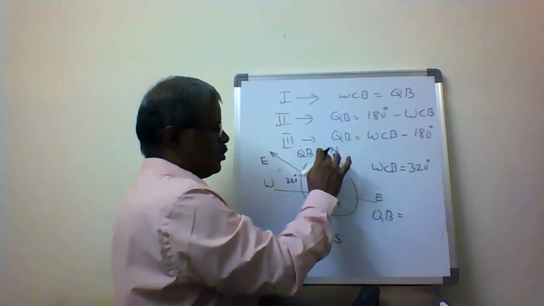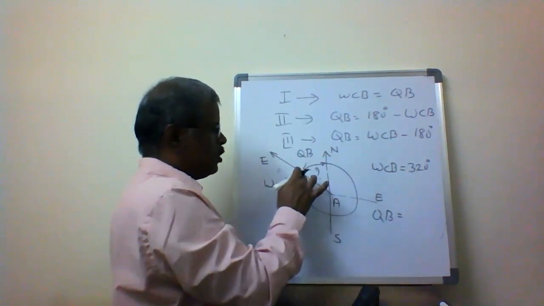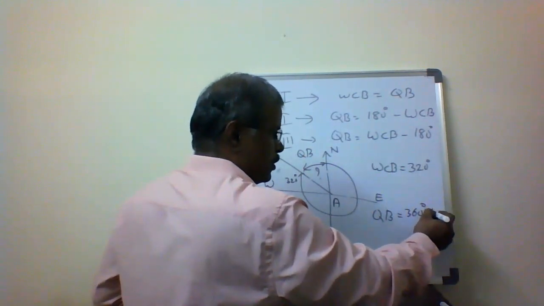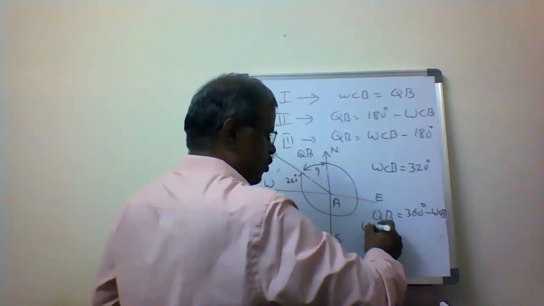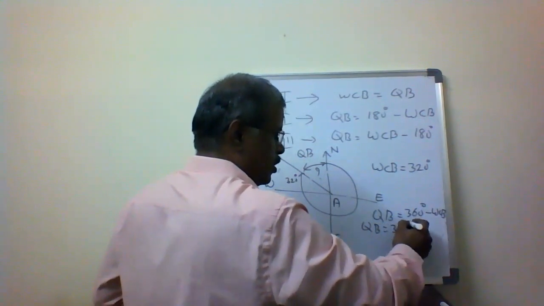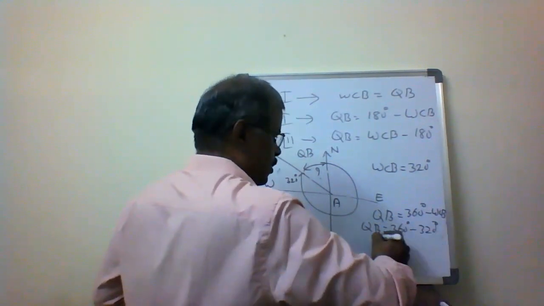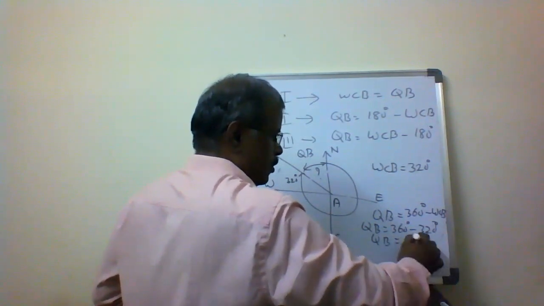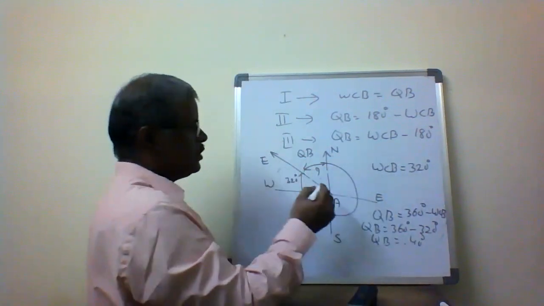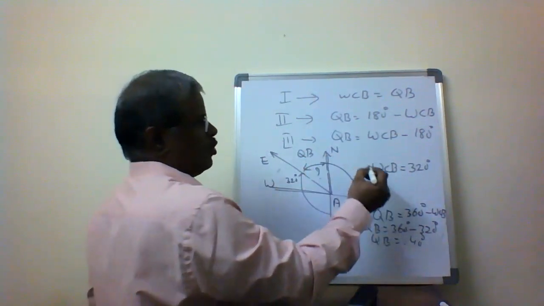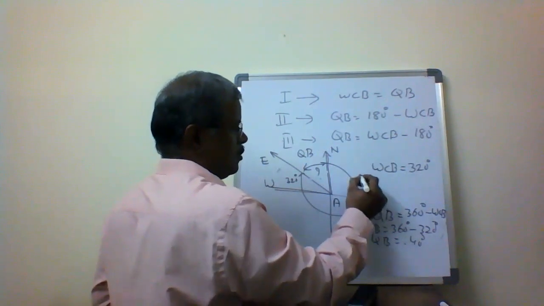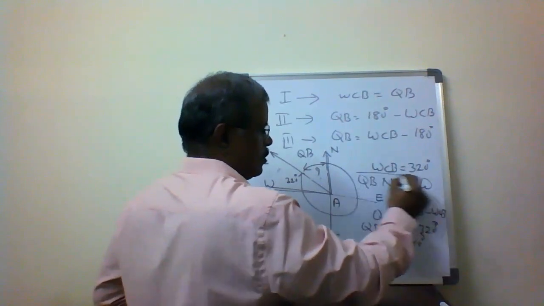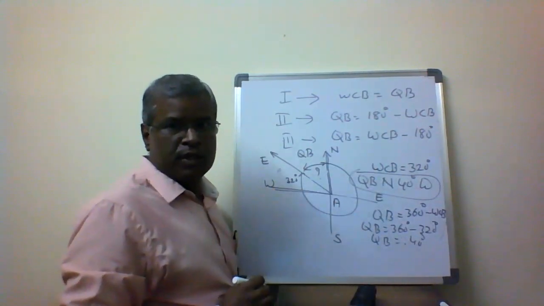I know that the total is 360, so 360 minus my whole circle bearing. The quadrantal bearing is 360 minus WCB. So your quadrantal bearing is 360 minus 320, which is 40 degrees. So 40 degrees is north to west. So my quadrantal bearing is north 40 degrees west.